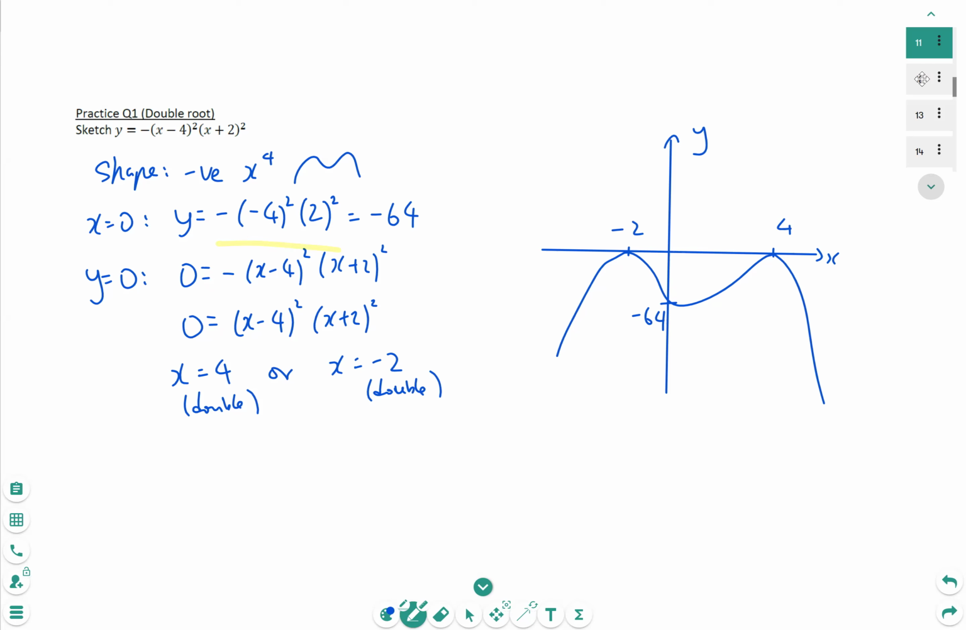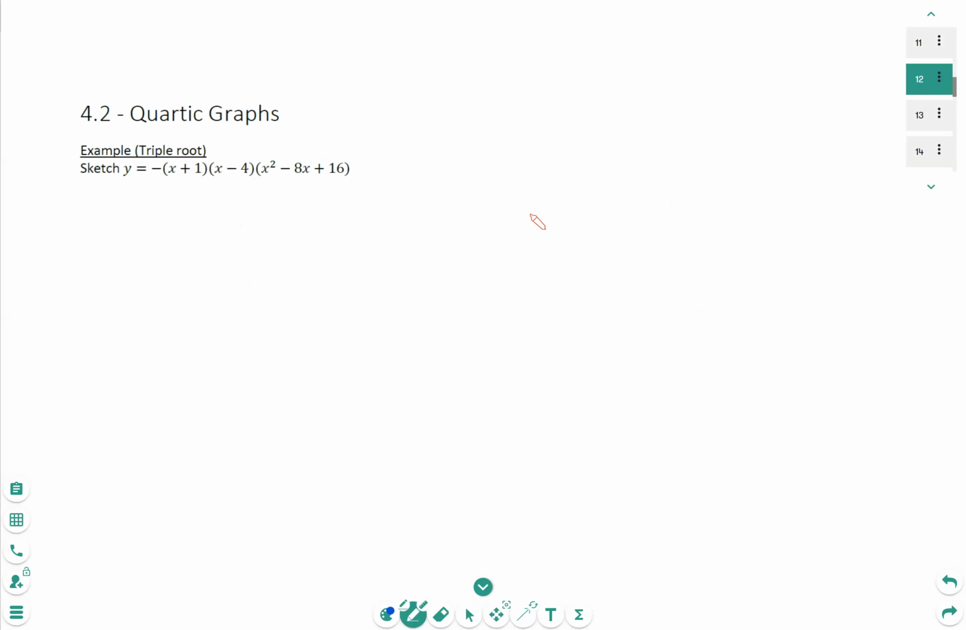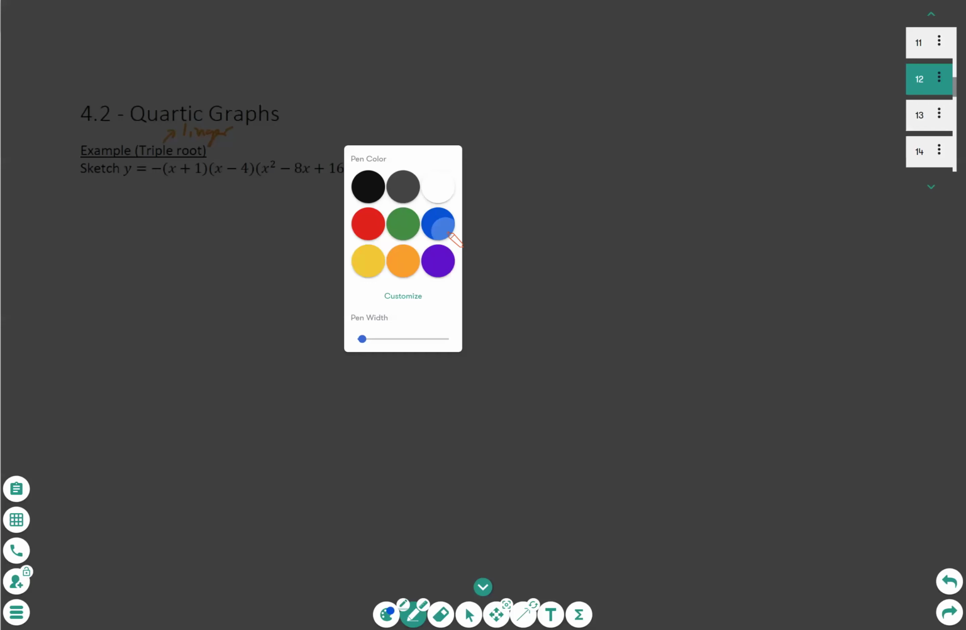All right, and that's the answer. Moving on, triple root. Okay, so the previous one is, remember, linger. The keyword, the buzzword in triple root is linger. All right, so let's have a look.